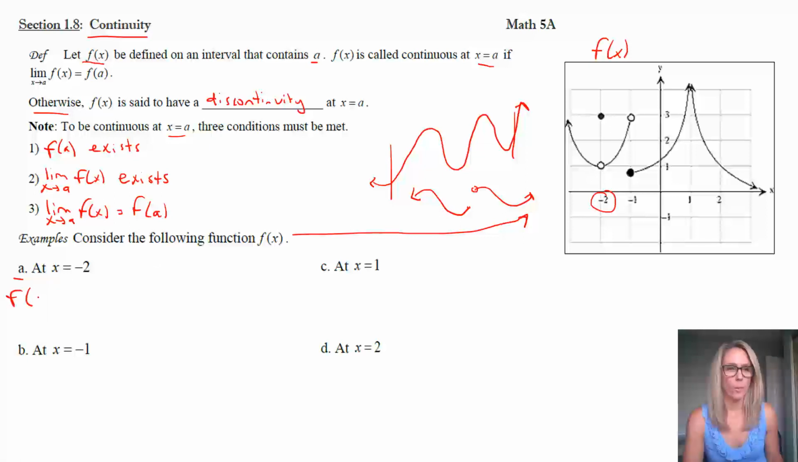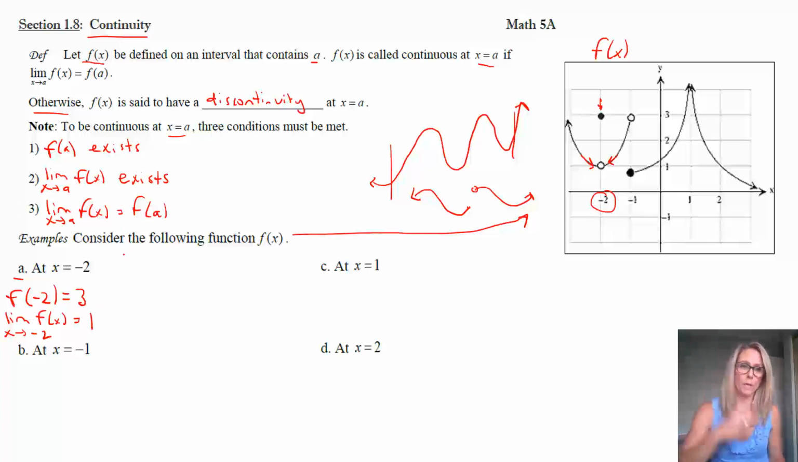We want to know, does f of -2 exist? So we come over here. F of -2 exists. It is this value right here. F of -2 is 3. Then we ask, does the limit as x approaches -2 of f of x exist? When we think about the limit, we're coming down here and we're coming down here, and we're getting infinitely close to a value, which is what it means to have a limit exist. And we see that we are approaching the y value of 1. So that's condition 1, condition 2.